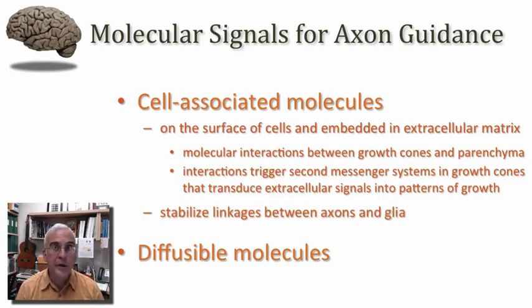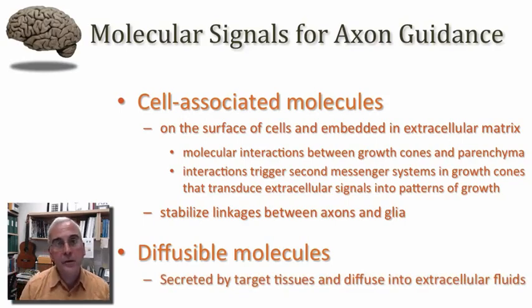Some of these cell-associated molecules play a role in stabilizing the linkages between axonal membranes and the structures that surround them. One important element will be the glial cells that begin to form myelin or begin to lay down a substratum over which that axon will be laid down. So there needs to be not just direction of growth, but also stabilization of the axon that is elongated in the wake of that growth cone.